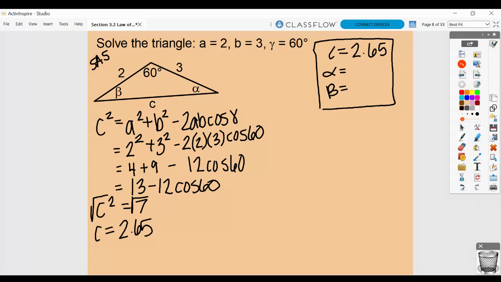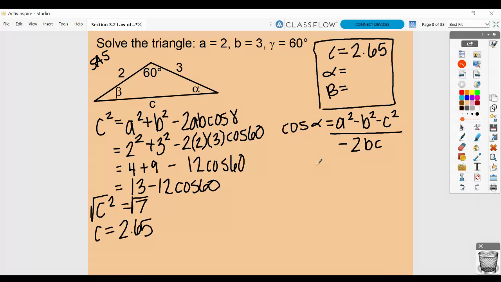Okay, now we need to solve for the angles, angle alpha and angle beta. It doesn't matter which one you solve for first. So I'm just going to go ahead and solve for alpha first. If we look at our formulas, cosine of alpha equals a squared minus b squared minus c squared, and that's divided by -2 times BC.